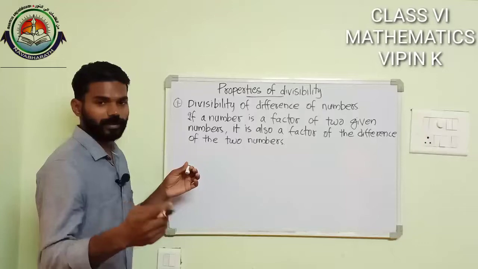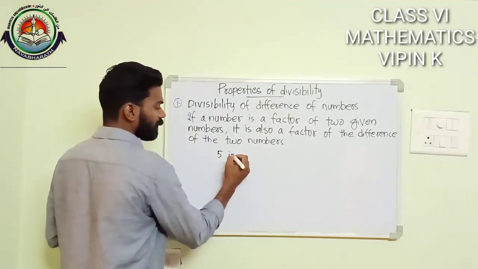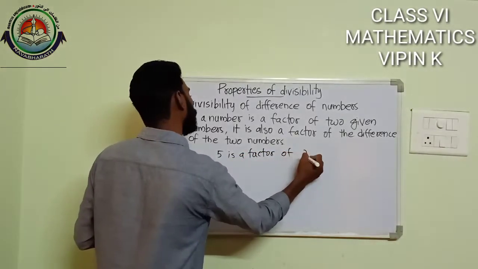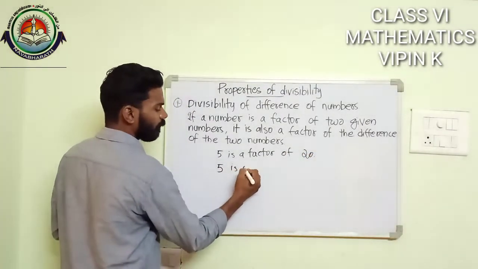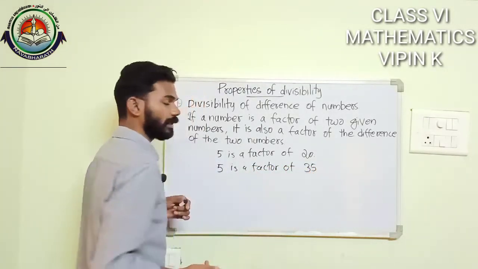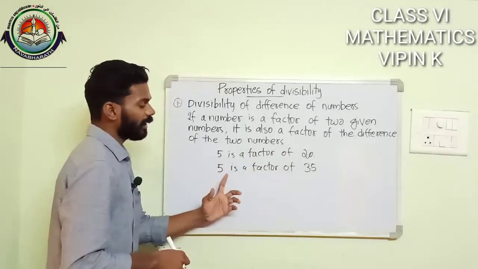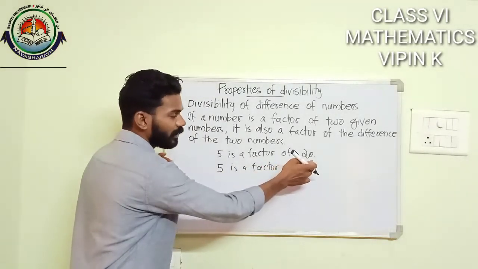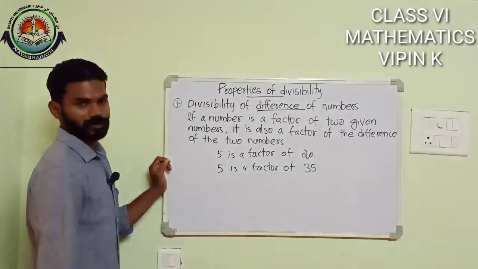So first of all we are going to take a number 5, and 5 is a factor of 20, as you know. Now again 5 is a factor of 35 also, we discussed in the previous example. Okay, so 5 is a factor of 20 and 5 is a factor of 35 also. In the previous example we considered the sum of these two numbers. Here we are going to consider the difference of these two numbers.